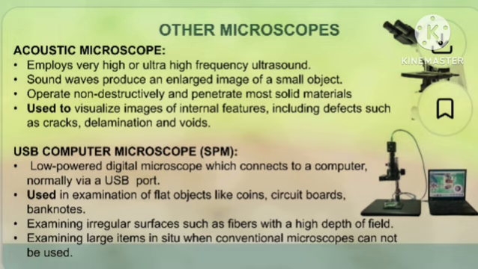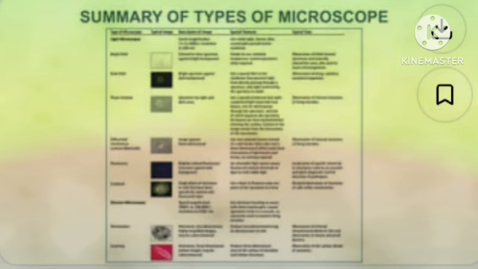And next one, USB microscope. A low powered digital microscope which connects to a computer, normally via a USB port, used for examining flat objects like coins, circuit boards and banknotes. This is also the USB computer microscope. Next slides, light microscope and electron microscope. See the pictures. Okay. And next, summary of types of microscopes.